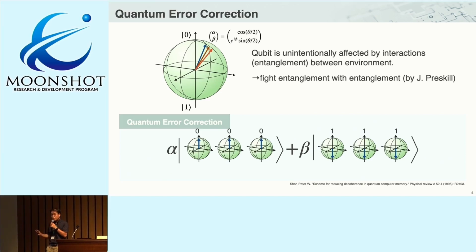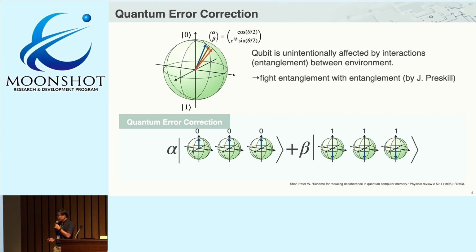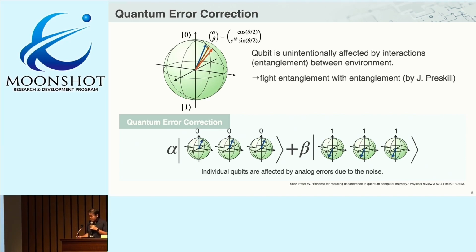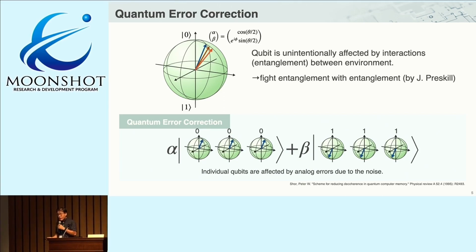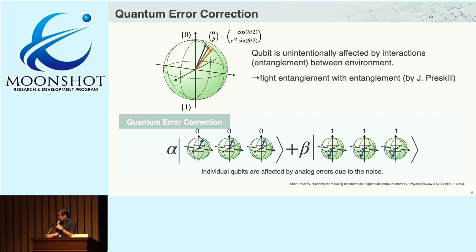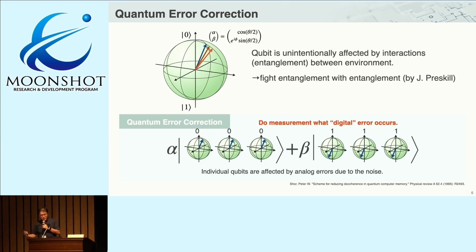Here we have a very simple quantum error correction code using 3 quantum bits. Quantum information is encoded into the subspace of the entangled multiple qubits. The logical 0 state is described by the 000 state, and the logical 1 state is represented by the 111 state. Then suppose an individual qubit is affected by some analog noise, like here, but still we can do the measurement on what digital error occurs on the logical qubit.